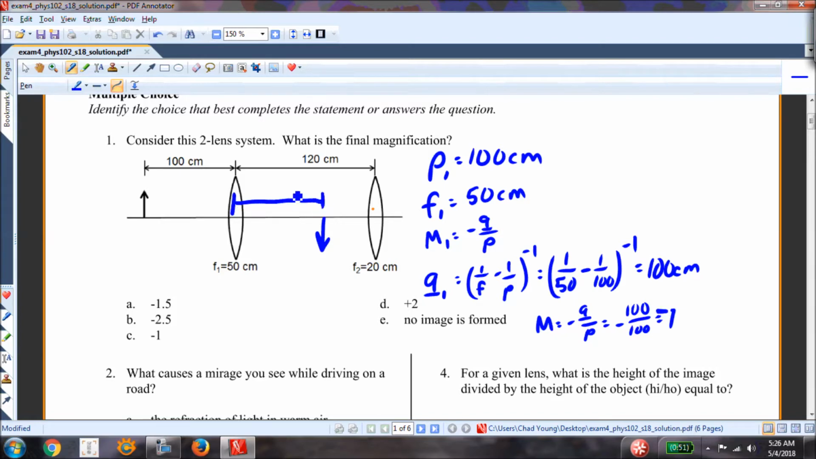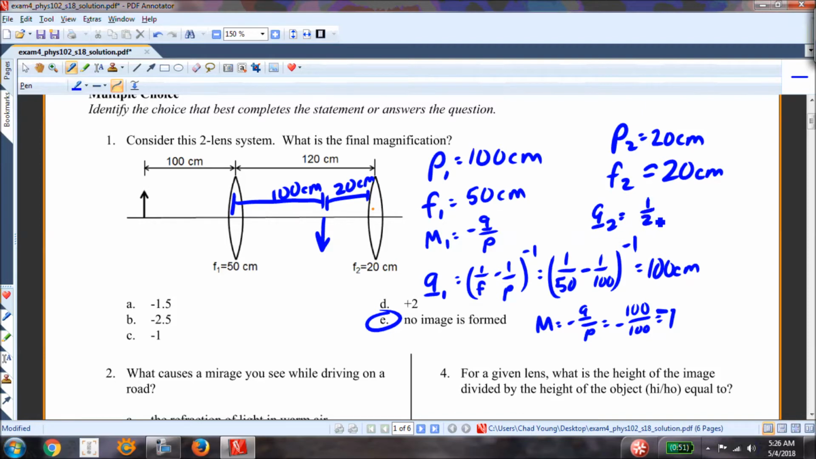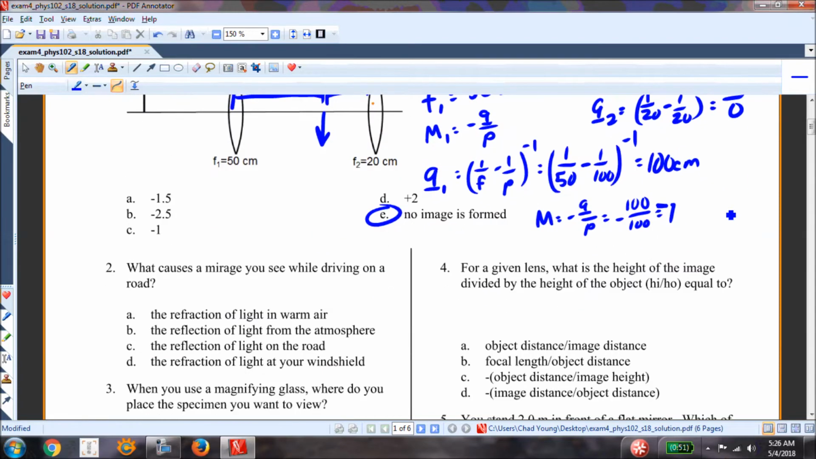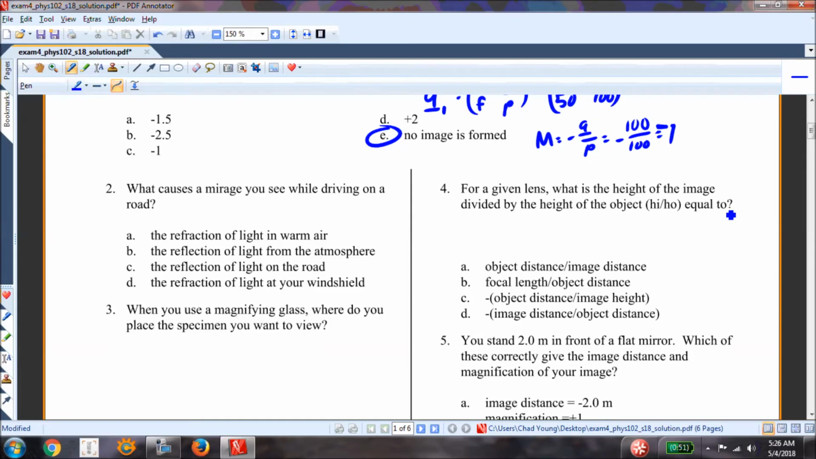Now if this distance is 100 centimeters, that means that this distance is 20 centimeters, and so P2 is 20 centimeters and F2 is 20 centimeters. Oh, we should just stop right there because this is not going to produce an image, right? If I wanted to go on and find out what Q2 is, I could. It would be 1 over 20 minus 1 over 20. The inverse, that's going to be 1 over 0, which is going to be undefined or infinity, so there is no image formed.